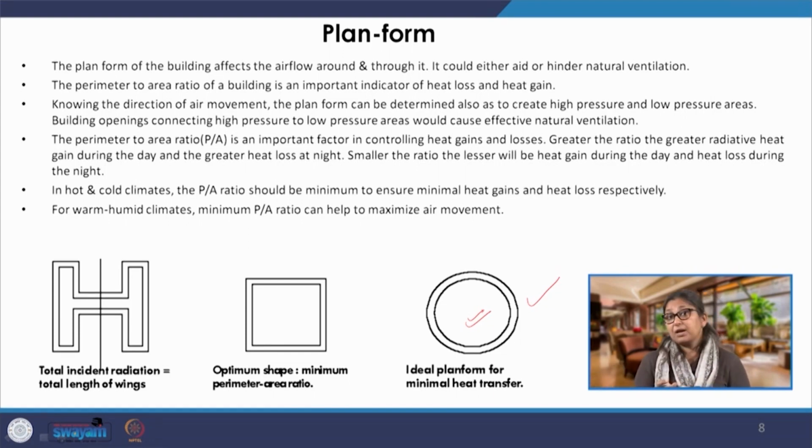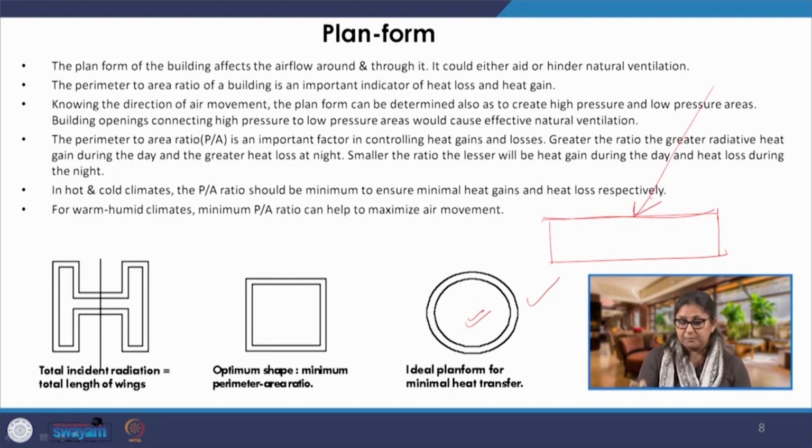So, depending upon the plan form, we will have to choose for the given climatic context. The square has a different capability. If we have a linear building, then which direction do we orient it to? A linear building has its own advantages. For example, if we orient it to the direction of incoming wind, the natural ventilation is better in linear buildings. It is not as good in a large square building or a circular building. So, depending upon that requirement, we will select the plan form.